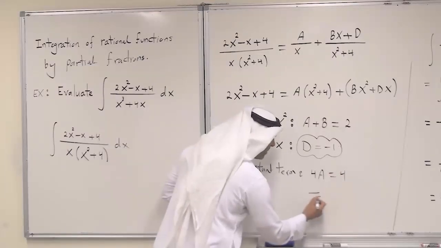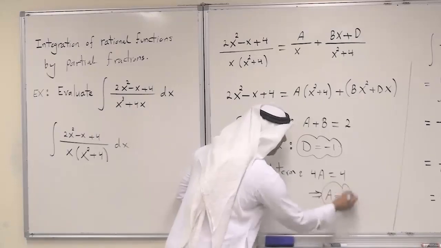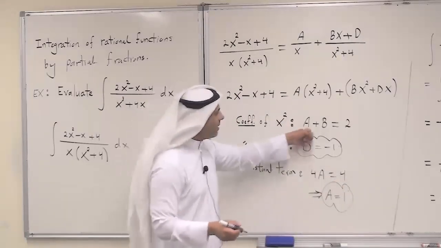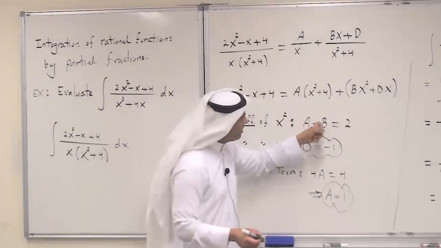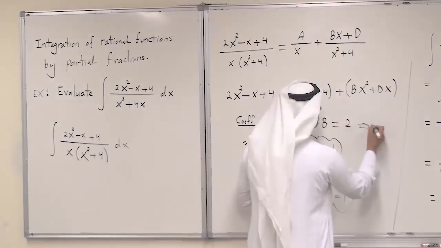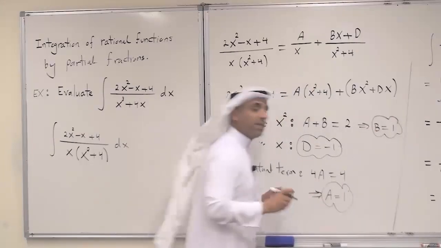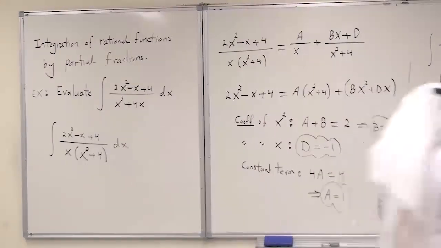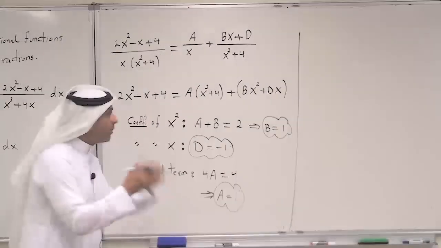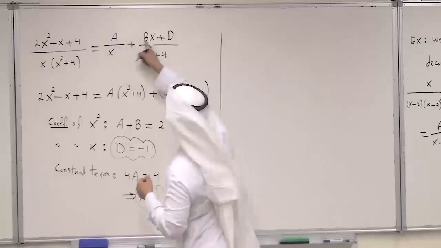So directly this implies A will be equal to 1. And if A equals 1, you can come here and get B. A equals 1, so B equals 2 minus 1. So this implies also B is equal to 1. Now we have the parameters. Let us see how to integrate after decomposing. Okay, let us see how to integrate now. So we substitute now for A, B, and D.